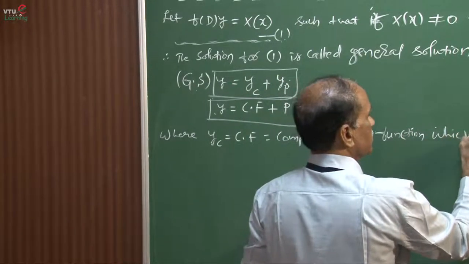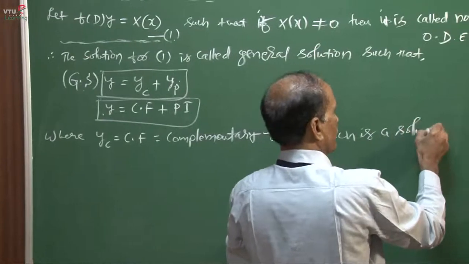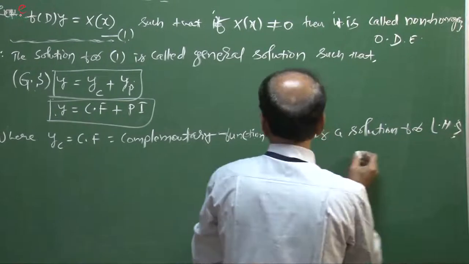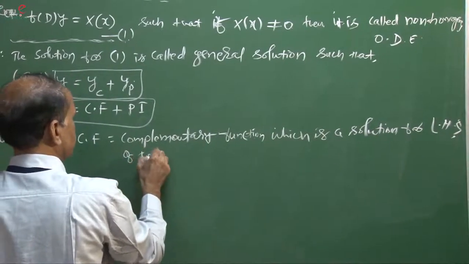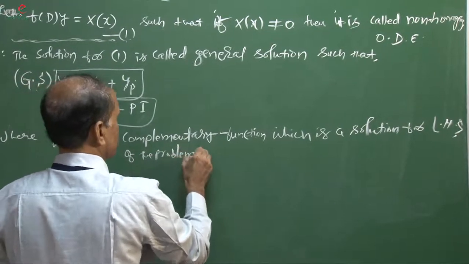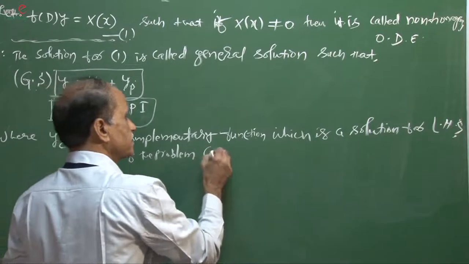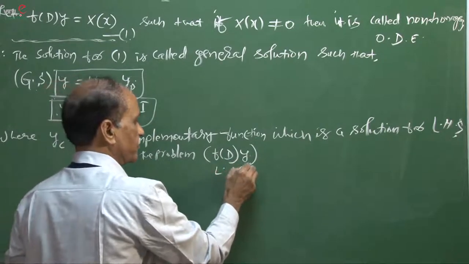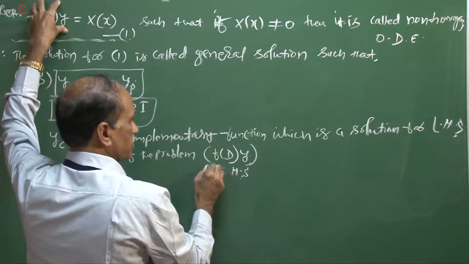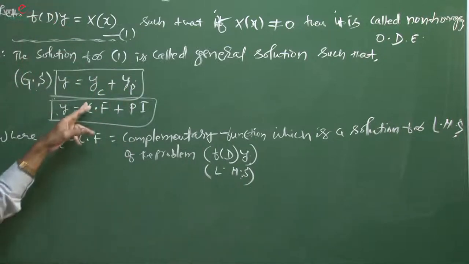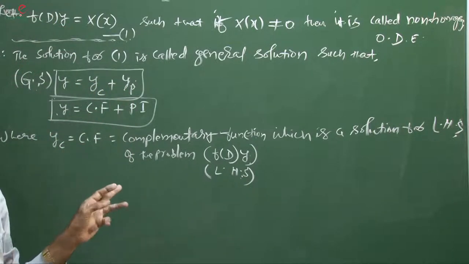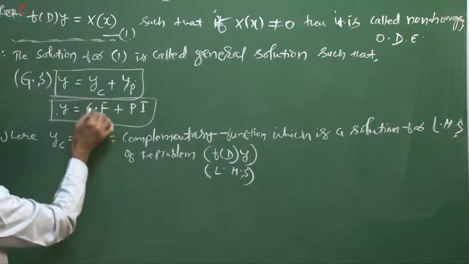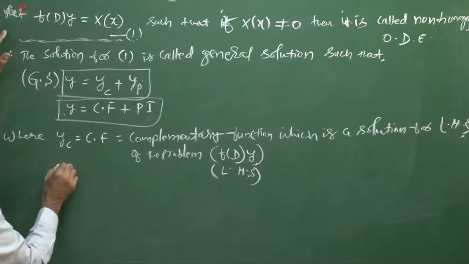which is a solution for the LHS of the problem. What is the LHS? That is f of D times y is the LHS. That is from equation 1. So you have to understand this already. The procedure you have followed so far, exactly the same steps you carry out to write this complementary function. Right. The next part, yp.